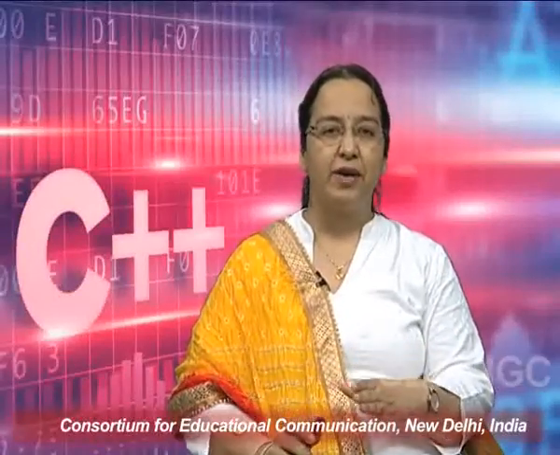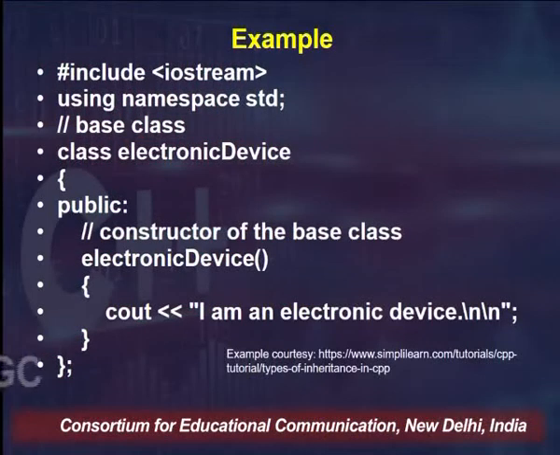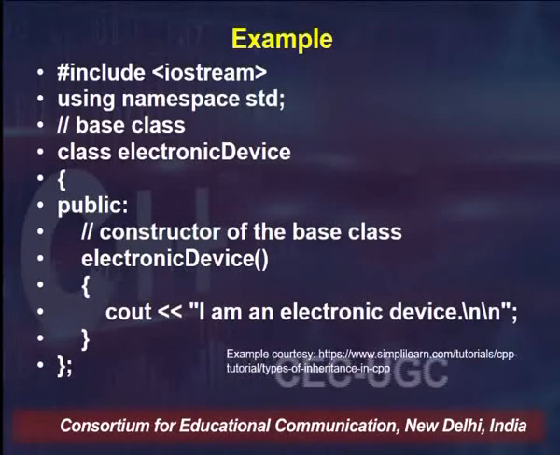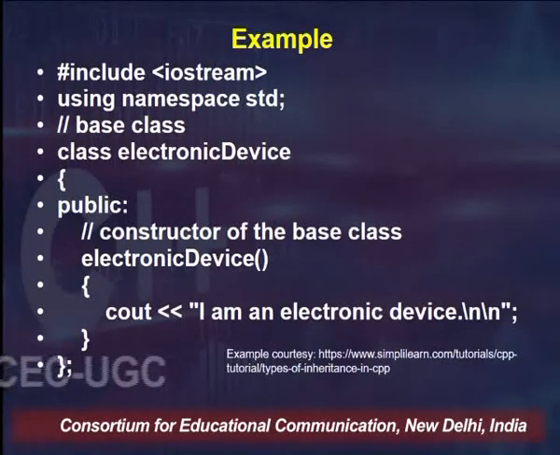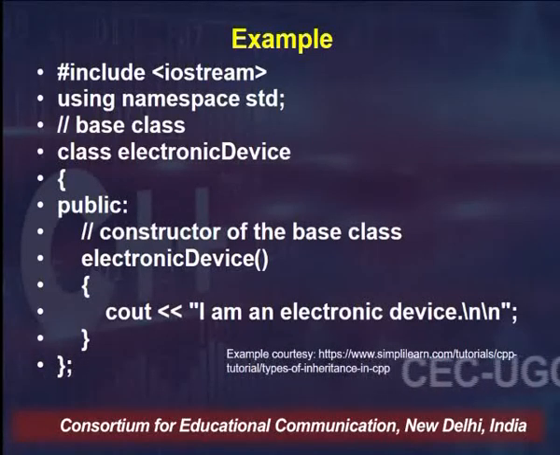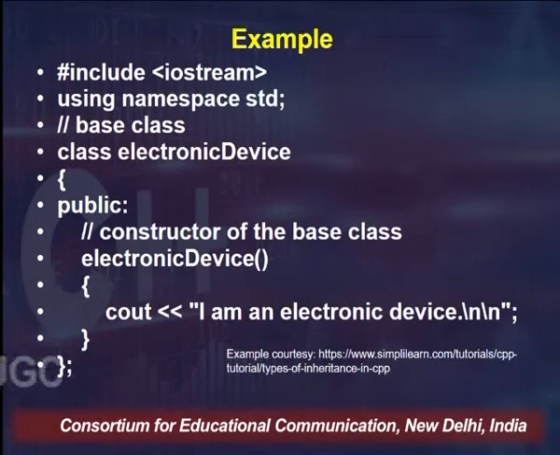So class ElectronicDevice is a class with nothing except one constructor, and ideally the constructor has to be in the public section, otherwise you will not be able to create the object. That's a very basic fundamental which we have already read a number of times. So in class ElectronicDevice, in the public section, there is one constructor, ElectronicDevice, and that constructor contains one simple statement of printing which says "I am an electronic device", followed by two line changes, and that's the definition of this ElectronicDevice class.